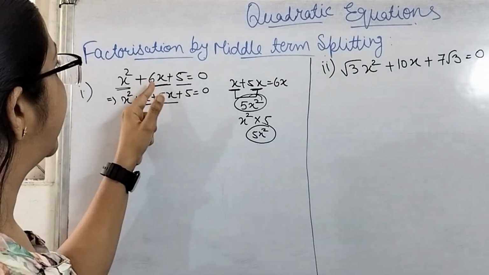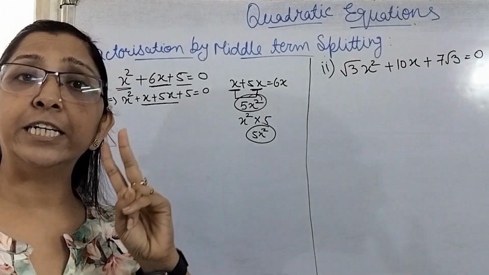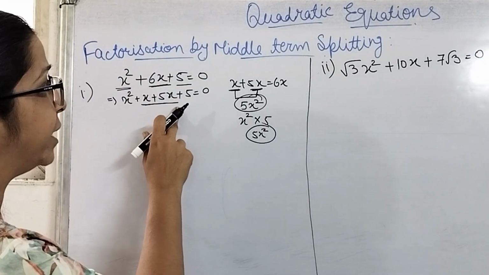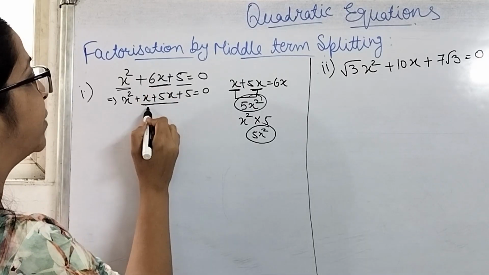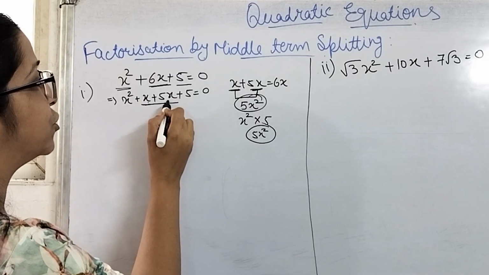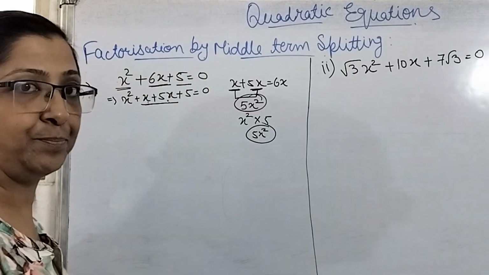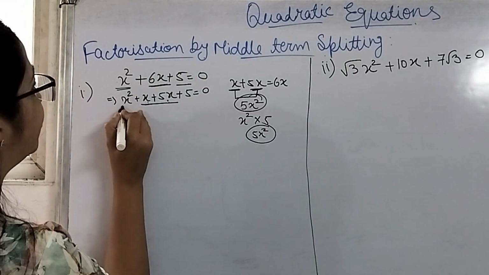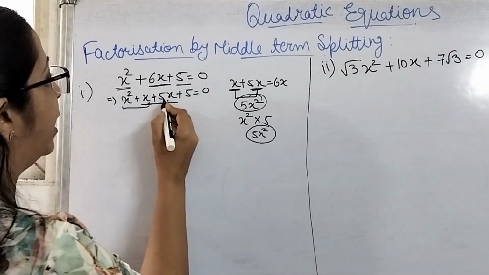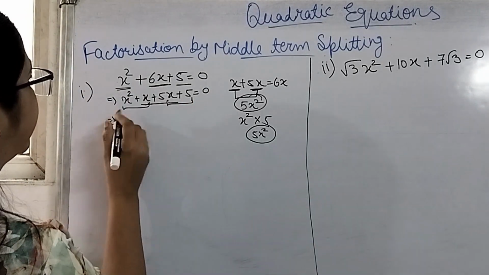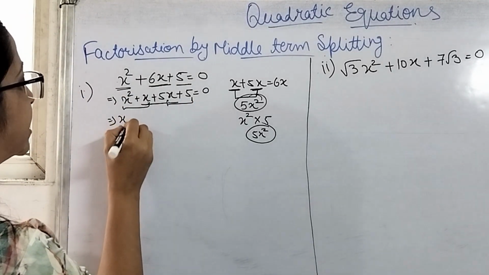That means we have to split the middle term into 2 terms, such that the sum of these 2 terms is equivalent to the middle term, and the multiplication of these 2 terms is equivalent to the product of the first and third term. Now from the first 2 terms we will take a common factor, and from the last 2 terms we will take a common factor. Here we can see in the first 2 terms x is common.